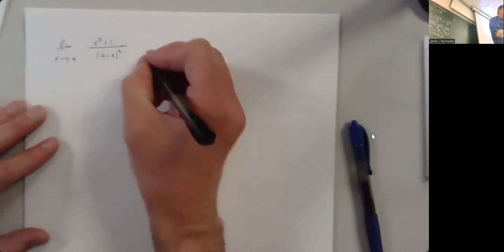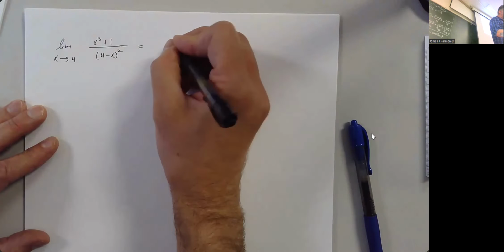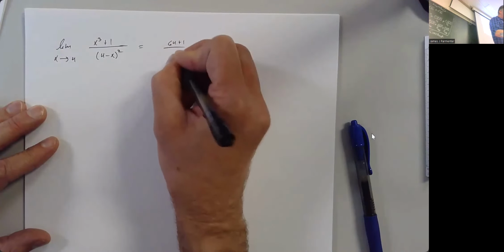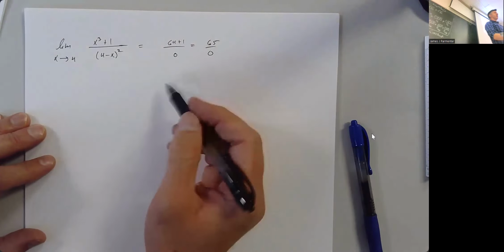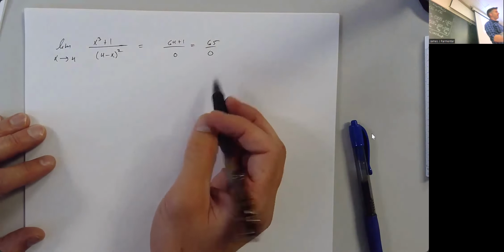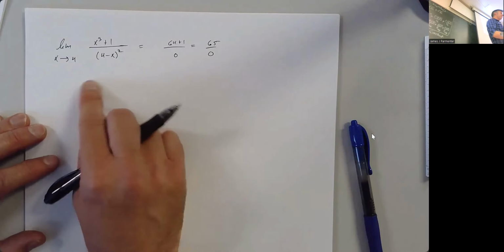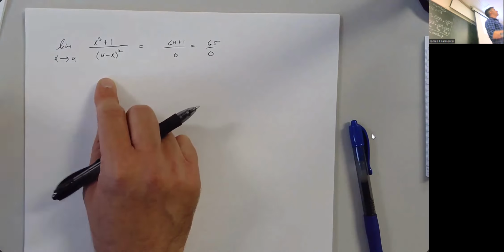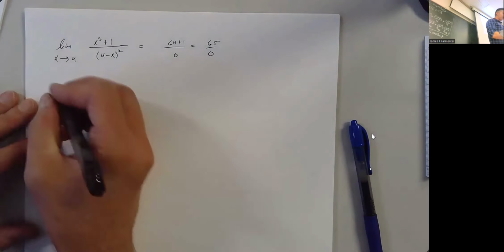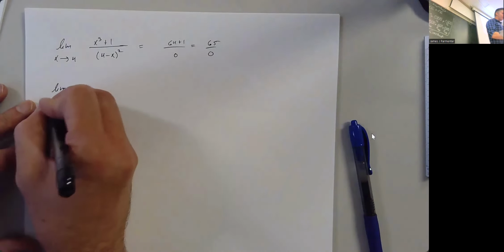If you just plug it in, you get 64 plus 1 over 0, that's 65 over 0. But I don't know if that 0 is positive or negative. Technically, you might be able to say something about the fact that it's squared, so you actually do know it's always positive. But we should still show the work. So let's look at the left-hand limit. Now let's look at the right-hand limit, sorry.